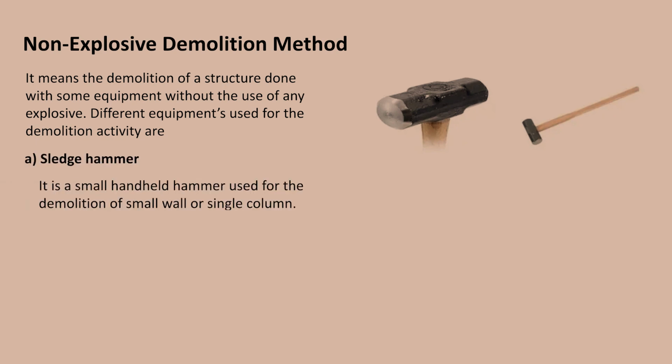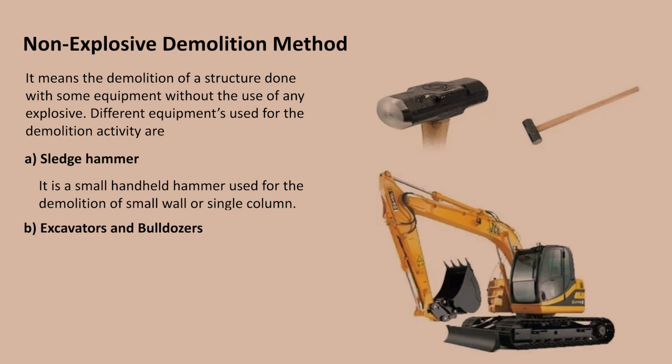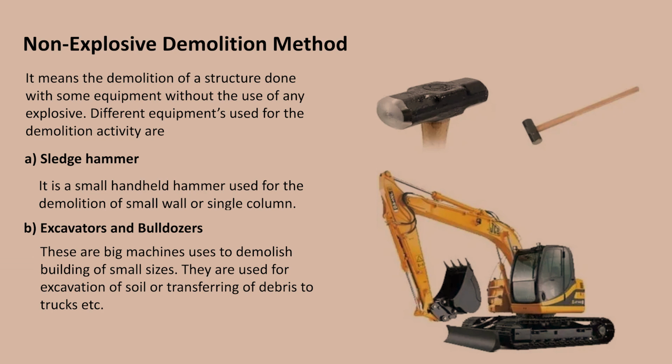It is a small handheld hammer used for the demolition of a small wall or single column. Second is an excavator and bulldozer. These are big machines used to demolish buildings of small size. They are used for excavation of soil and transferring debris to the truck. The third is a wrecking ball.